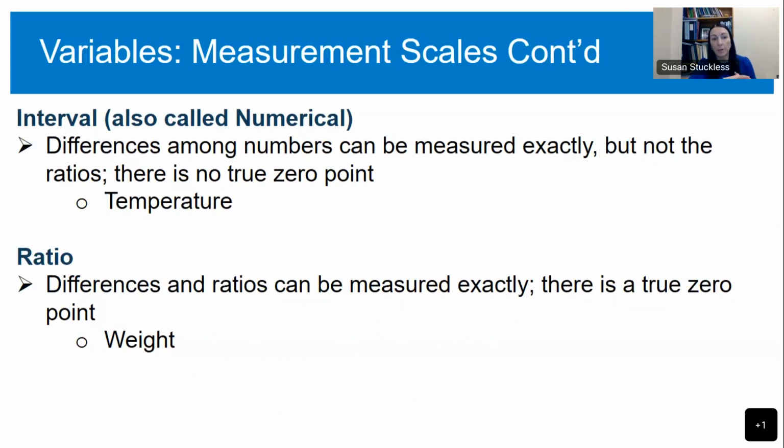Then we get into what we call the continuous type variables. There's the interval, also called numerical, and the ratio. Basically the difference is that within the ratio, there is a true zero. So interval would be something like temperature, and a ratio would be something like weight, height, or age, where there is a true zero, and ratios can be measured exactly.